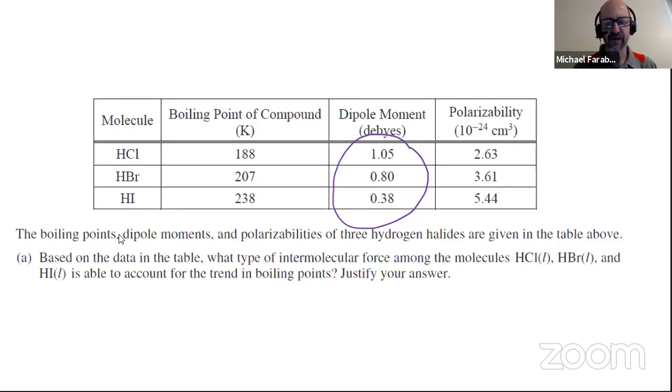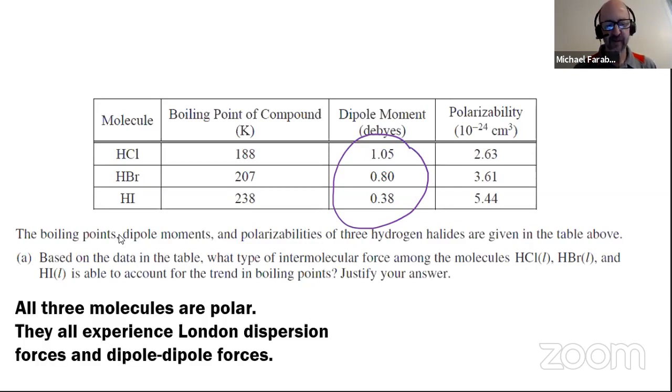These are polar molecules. So a student might ignore what it says in the question and go like this. They all experience London dispersion forces and dipole-dipole forces. Now, that is not an incorrect statement. That's fine.